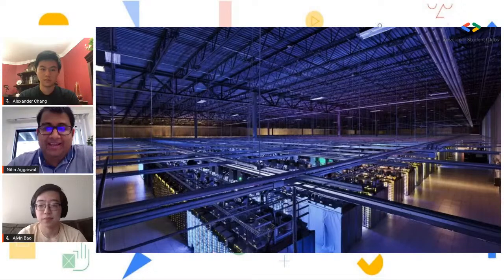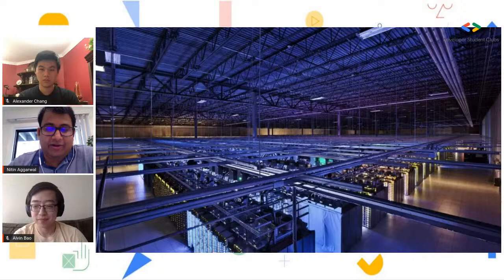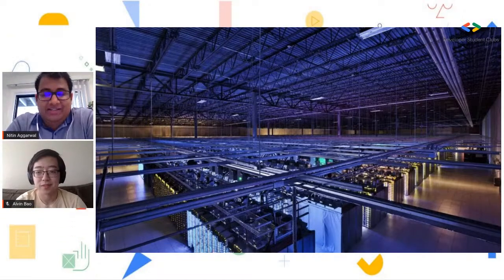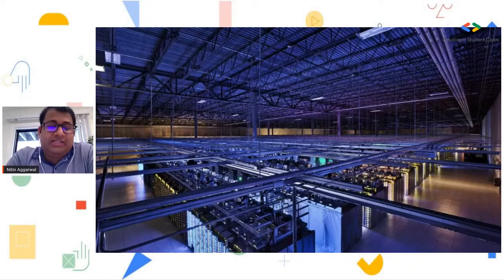Does anyone know where this photo was taken? Any guesses? You can comment out the name. I think a few of you can already guess that. Okay, yes, this is one of Google's many data centers, which houses computing, storage, and networking resources that power Google's own products and services. This specific data center, the picture that you can see, is in Council Bluffs, Iowa.